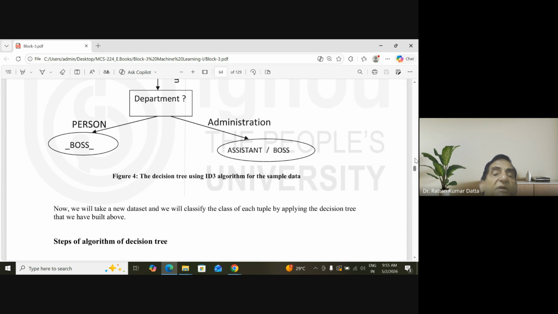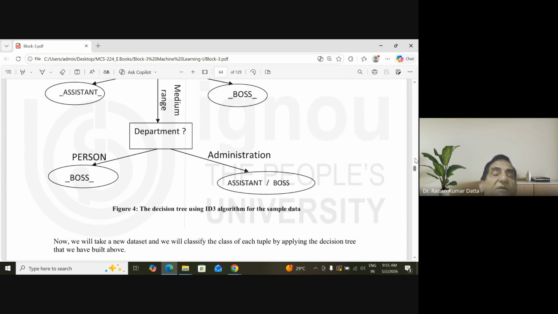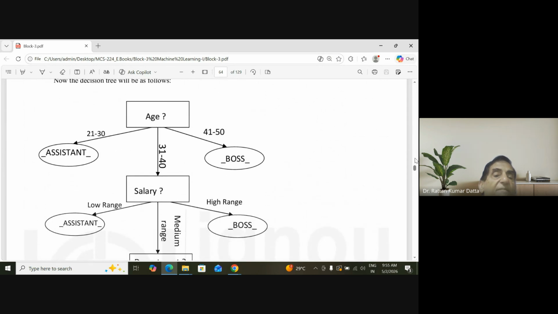So a decision tree using the ID3 algorithm for simple data. This is age, assistant, 41 to 50, because generally the boss is supposed to be of higher, older age, but in some organizations it can be younger. For example, in a family business, the younger son is the highest boss, so he is probably less than 30. So he will not go as an assistant, he'll go as a boss. But that's it. So this is salary. His salary may be much higher than the salary of any assistant, and all that.